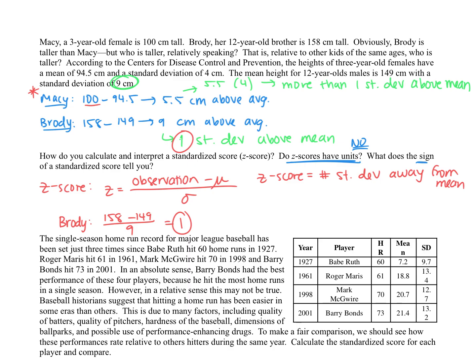A few things about this. The sign of the z-score. Positive z-score scores above the mean. Negative z-score is below the mean. So Brody is 158 centimeters. He's taller than the mean. That's why his z-score was positive. If he was shorter than the mean, though, his z-score would be negative. Okay. Questions on z-scores before we actually do it?